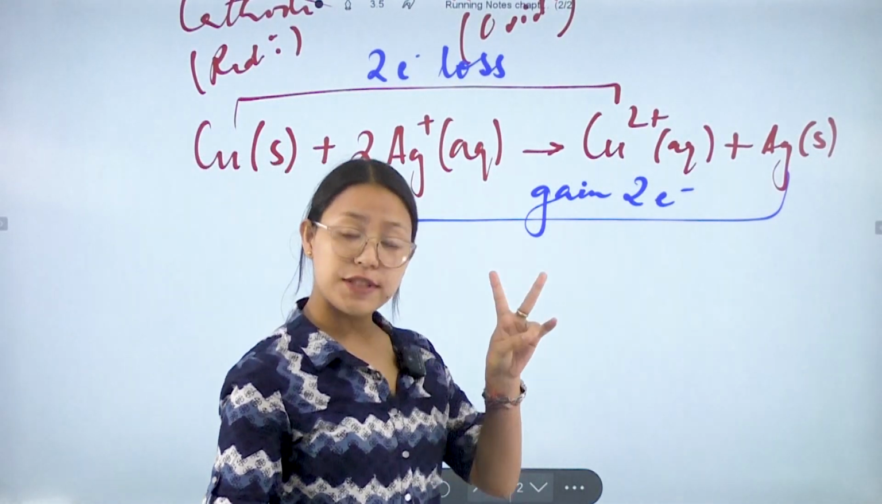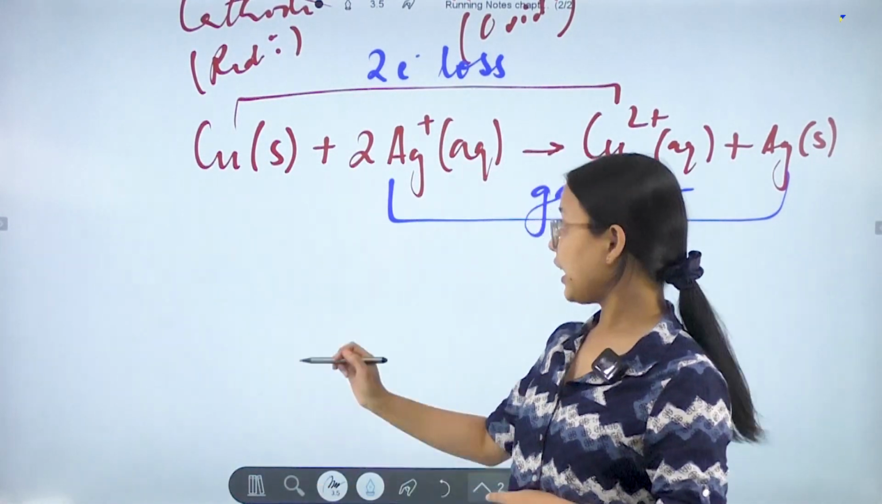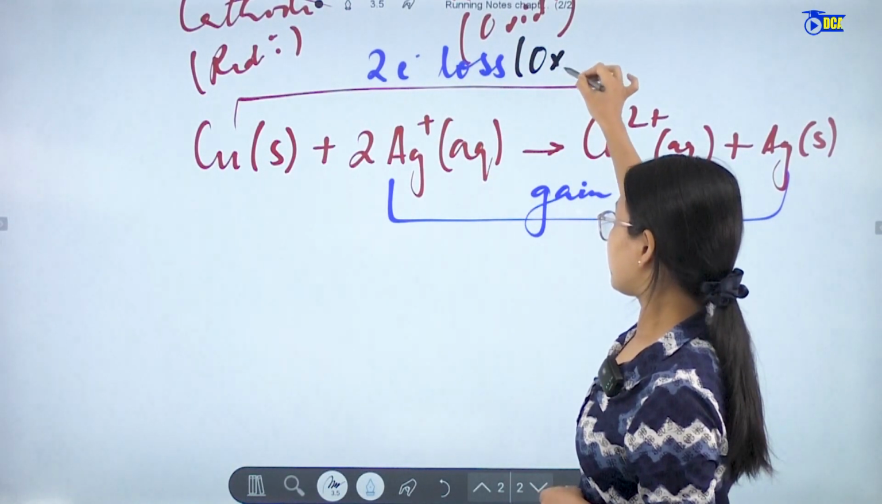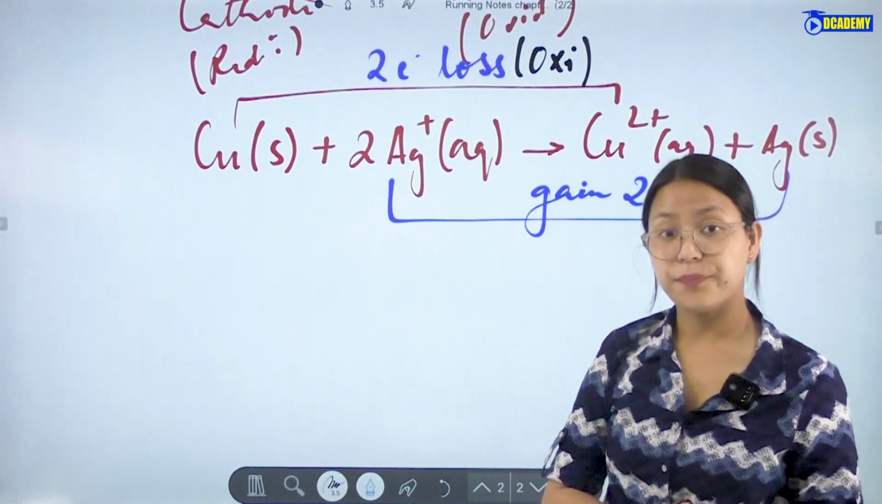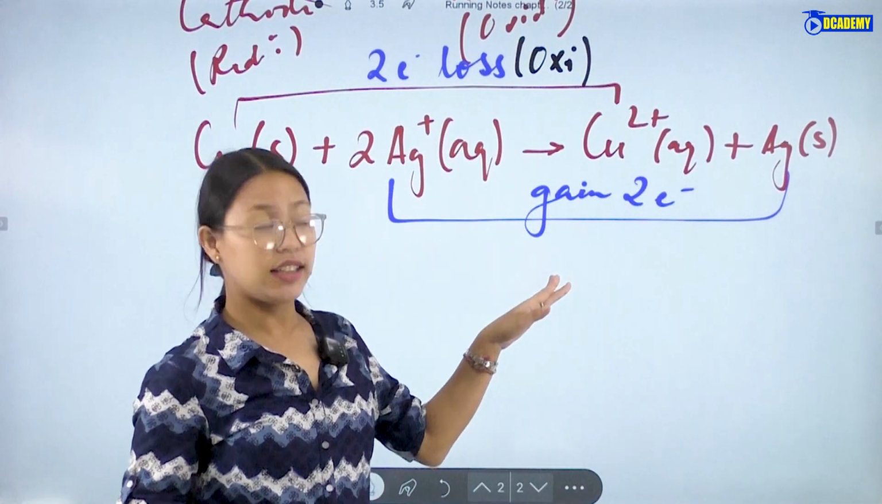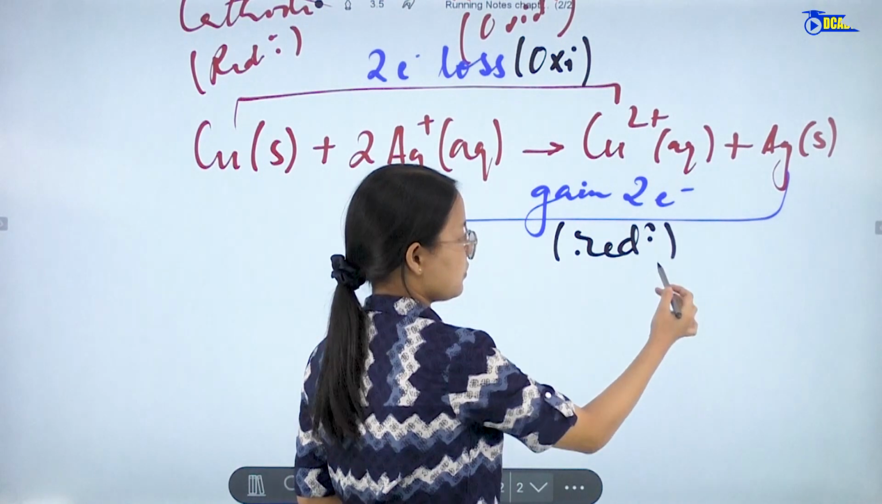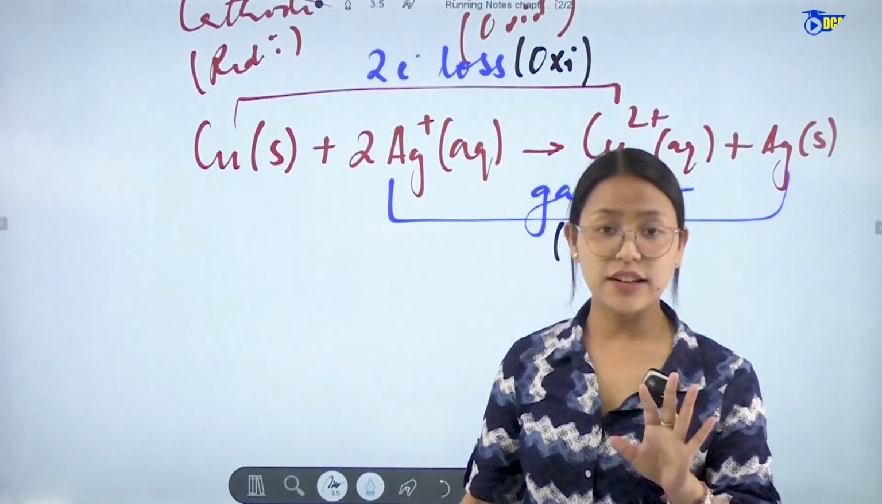Let's say half cell reactions. Loss of electrons is oxidation. Gain of electrons is reduction. Which is oxidation and which is reduction.